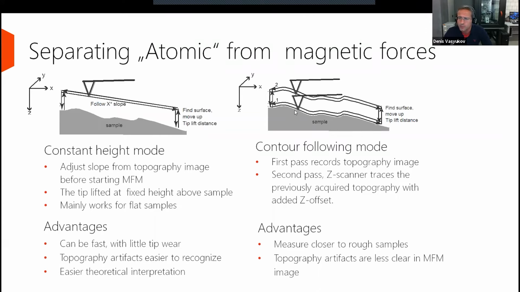And that is a bit of a longer measurement because it measures the sample twice. The first measurement is your topography measurement. So the tip is following the topography of your sample and records it in the memory. And then the system will lift by this lift distance, and then follow this measured contour and keep the distance to the surface below constant. So in the contour following mode, yeah, it takes double the time of the constant height mode.